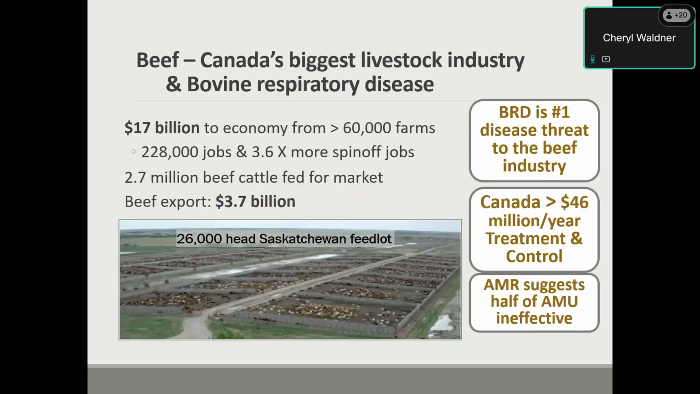We have a lot of cow-calf herds that send a lot of cattle to Alberta, and we feed out a fair number of them ourselves, but we have a lot of cattle in this province. And respiratory disease is the number one reason for injectable antimicrobial use in the beef industry. It is a very substantial disease threat. And you go, why are you using antibiotics?